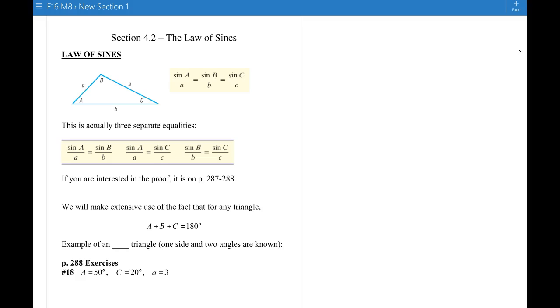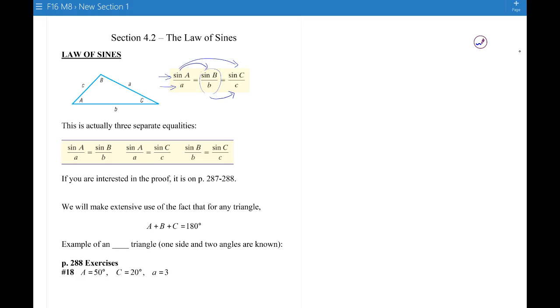This is true for every triangle, that if you look at the ratio of the sine of angle A to the side length opposite angle A, that's the same ratio as the sine of angle B divided by the side length B, which is also the same as the sine of angle C divided by the side length C. So it's actually three separate equalities: A to B, A to C, and B to C. All of those are equal.